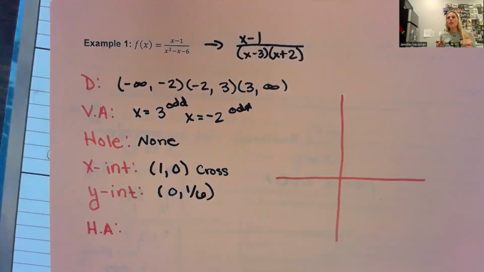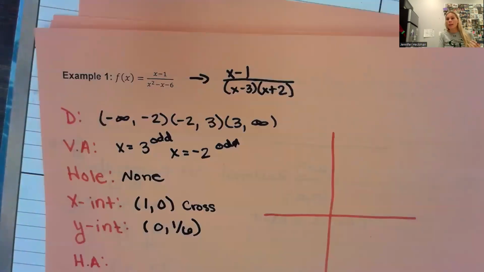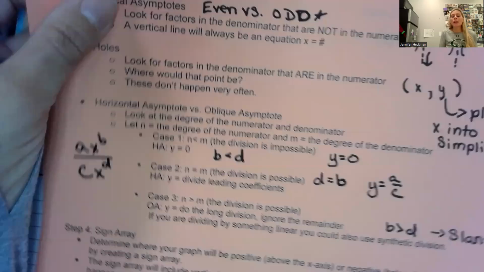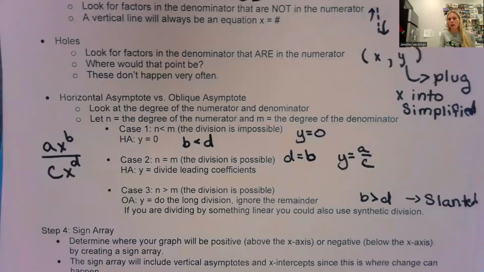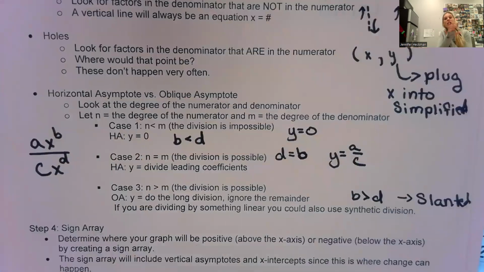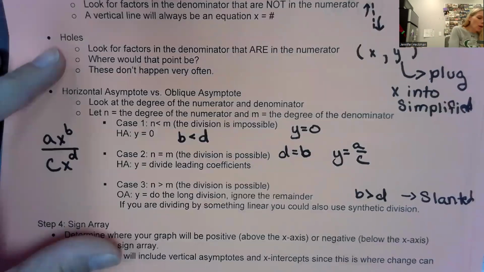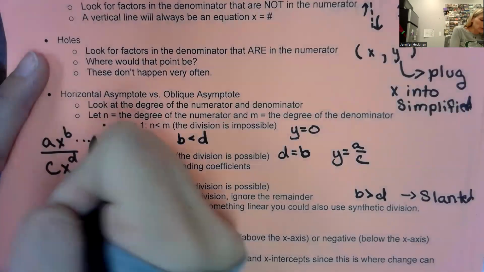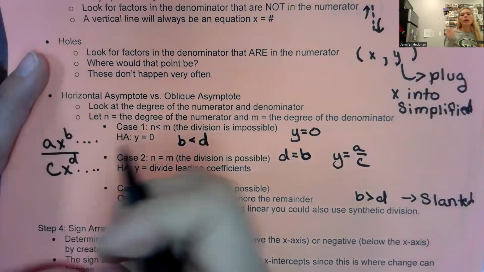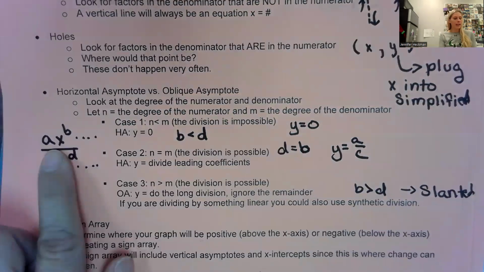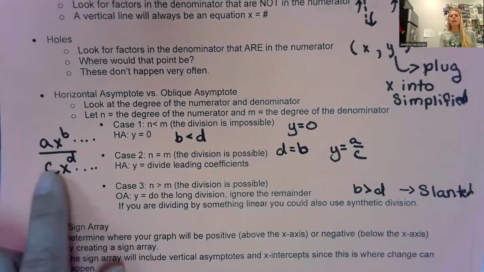All right, and the brand new thing, horizontal asymptotes. One thing I did not go over yet is the cases, because there are cases. So flip your page back over. I'm going to give you a rundown, and then we're going to go back to our example. They put it as n and m, but I'm going to put it in this form. To figure out horizontal asymptotes and oblique asymptotes, you're looking at the leading term in the numerator and denominator. So I put ax^b all over cx^d.